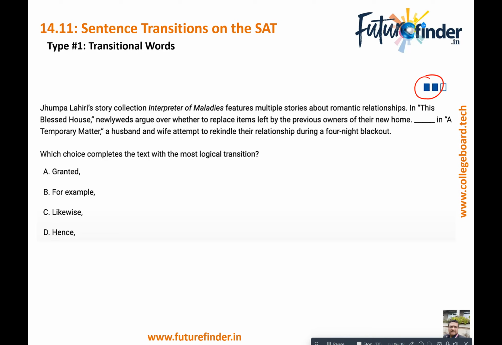Jhumpa Lahiri's story collection, Interpreter of Maladies, features multiple stories about romantic relationships. Okay, so there's some story collection which features multiple stories about romantic relationships. There is one story they are talking about in inverted commas, so this is the name of the story, I'm quite sure. The Blessed House. Newlyweds argue over whether to replace items left by previous owners for their new home. So story 1, XYZ, that is the name of the story, and something is happening.